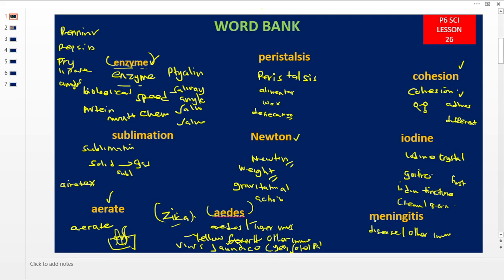Now here, meningitis is normally a disease which affects the membrane which covers the brain, and that membrane is called meninges. So it affects the meninges, and as it affects our meninges, it causes a dysfunctioning of the brain. So we have to get the meningitis vaccine as early as possible on a baby. And it's caused by a bacterium.